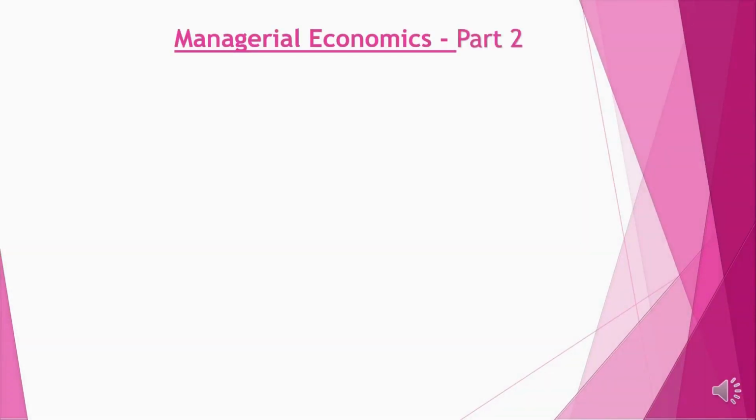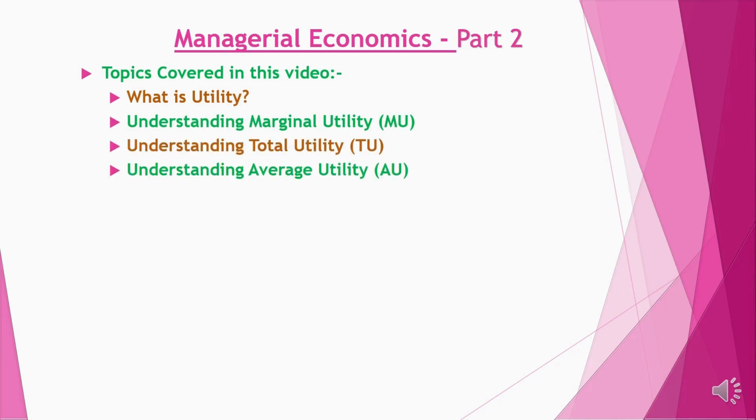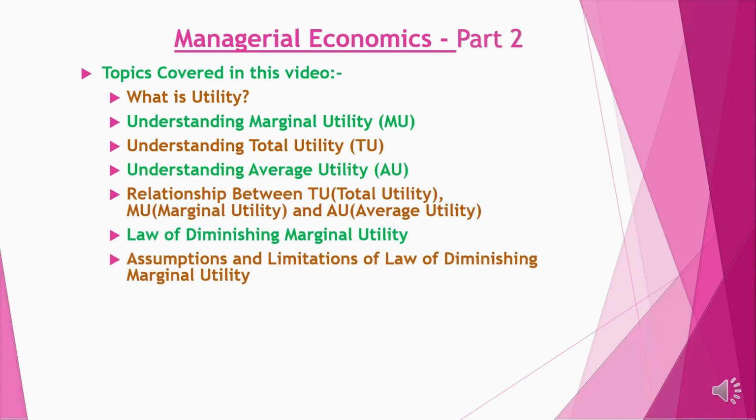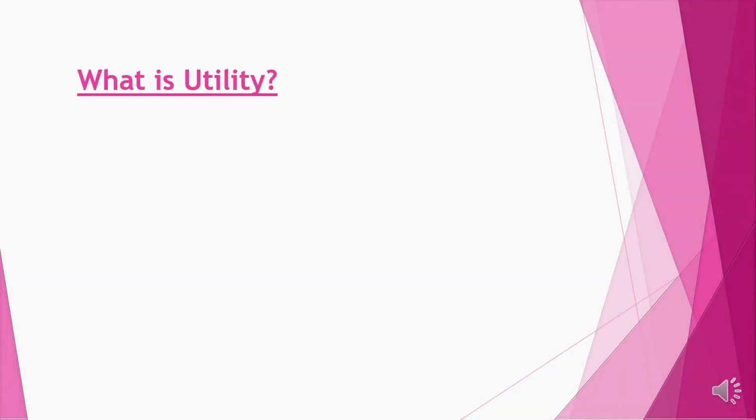So this is the second part of the video for the topic managerial economics. In this part of the video we are going to cover some important topics like what is utility. We will understand marginal utility, total utility, and average utility, and the relationship between total utility, marginal utility and average utility. Then we will see what is diminishing marginal utility, assumptions and limitations of the law of diminishing marginal utility, and the law of equi-marginal utility. So let us see them one by one.